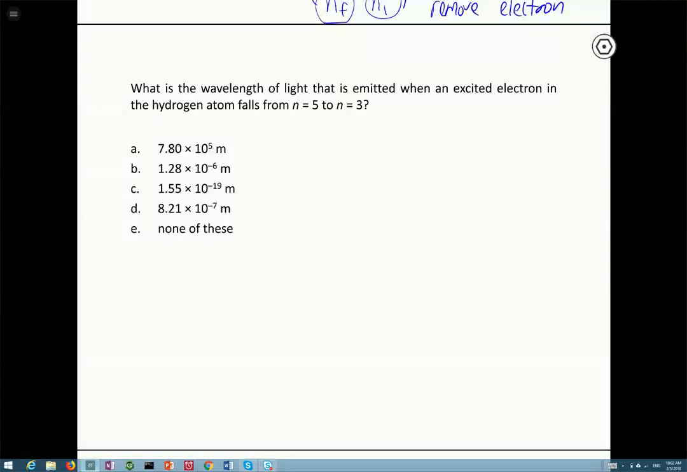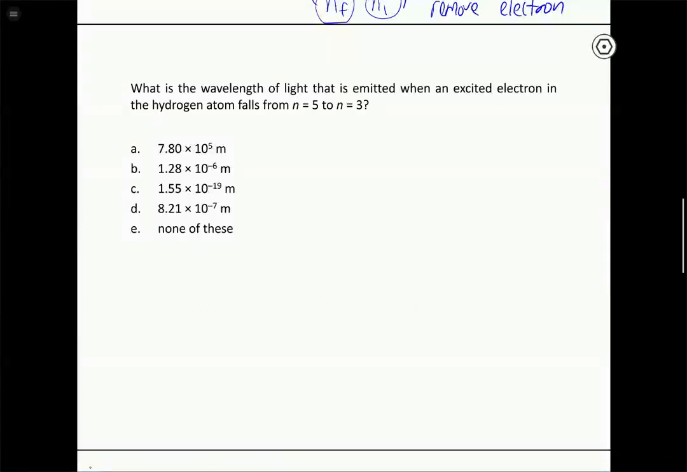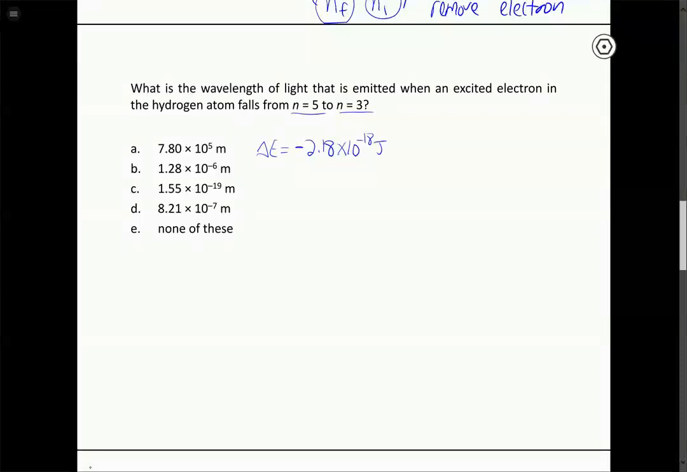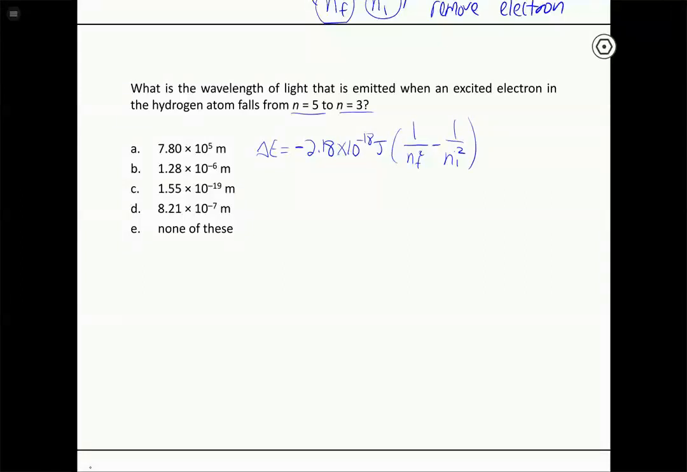And remember that in these problems there's often going to be two steps involved. So the Bohr equation tells us the change in energy for that electron as it goes between these two different n values, 5 and 3. And that's given by this: minus 2.18 times 10 to the minus 18 joules times 1 over nf squared minus 1 over ni squared. We talked about this equation conceptually in the previous one. And here we're going to use it to find the change in energy.